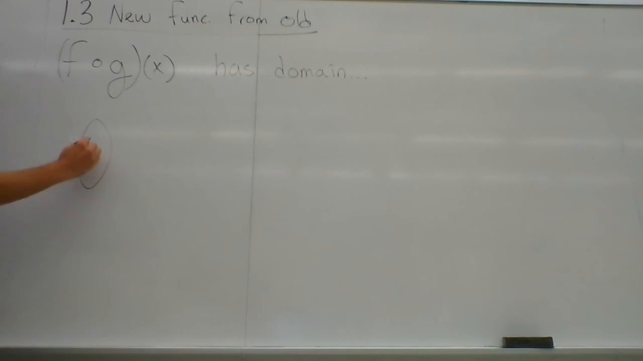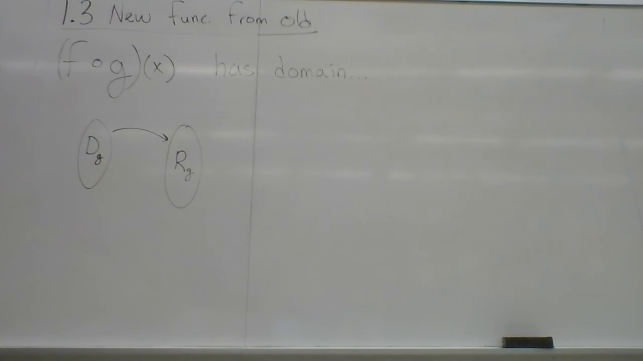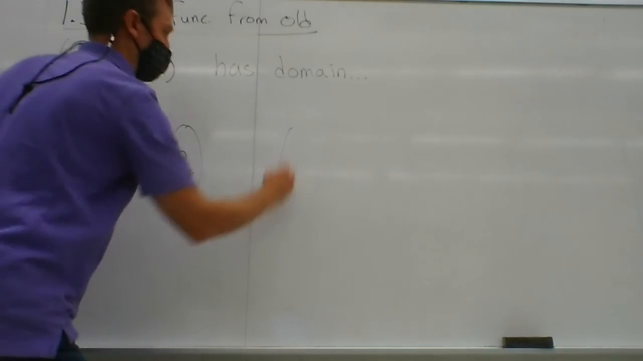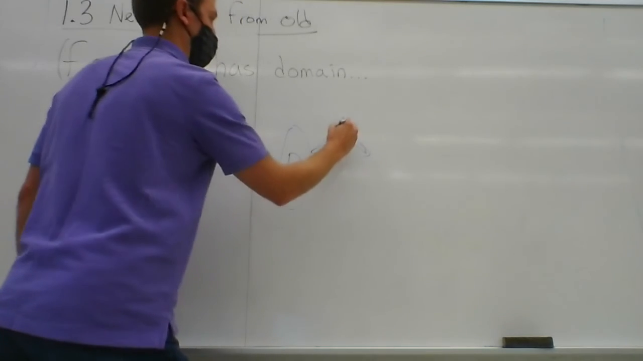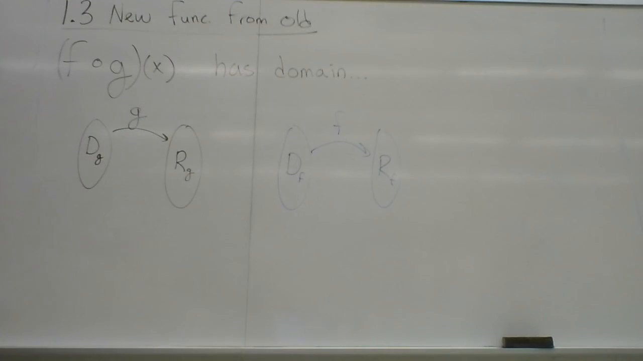Let's say this is our domain of G. G, as a function, takes something in here and brings it over to the range of G, right? That's what the function G does. What does f do? F takes something from its domain and sends it over to its range. So what's the domain of the composition, where we take the output of g and plug it into our function f?